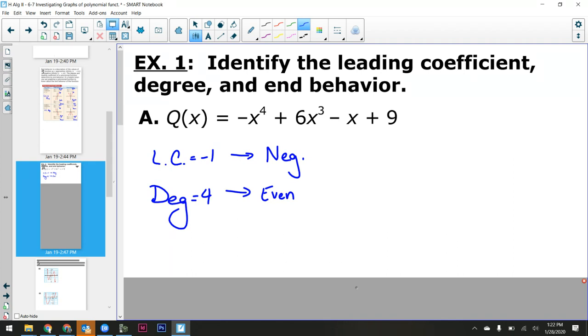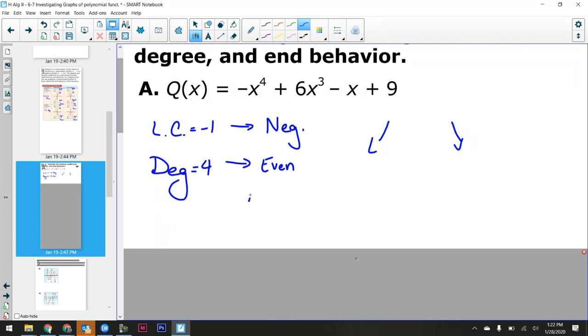Okay, so here we go. Negative even, there we are. Negative even is both down. So what I like to do is just draw myself a little diagram. I know that it's going to go down on either side, these were my arms. So what does that mean?